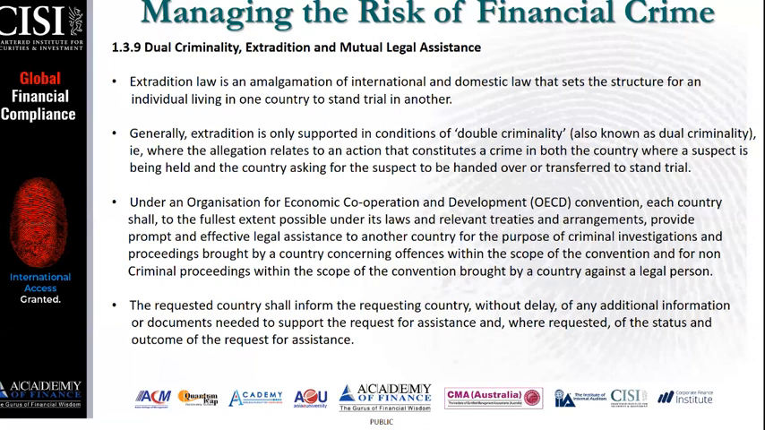So what you need to remember is that for extradition to happen, dual criminality needs to be there. Dual criminality is where an allegation relates to an action that constitutes a crime in one country and needs to be a crime in another country as well, right? And usually fullest extent support is required. So the requested country should inform the requesting country without delay of all the information and documents supporting their request, right? So that's dual criminality and extradition.